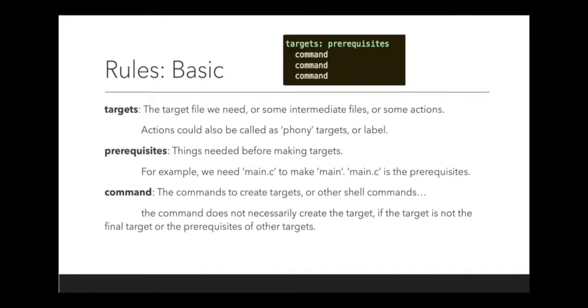Targets are the target files we need, or some intermediate files, or some actions. And what are actions? Actions could also be called phony targets or labels, which will be introduced in a later part. And the prerequisites part are the things needed before making targets. For example, we need main.c to make main. Main.c is a prerequisite, and there can be more than one prerequisite for each target.